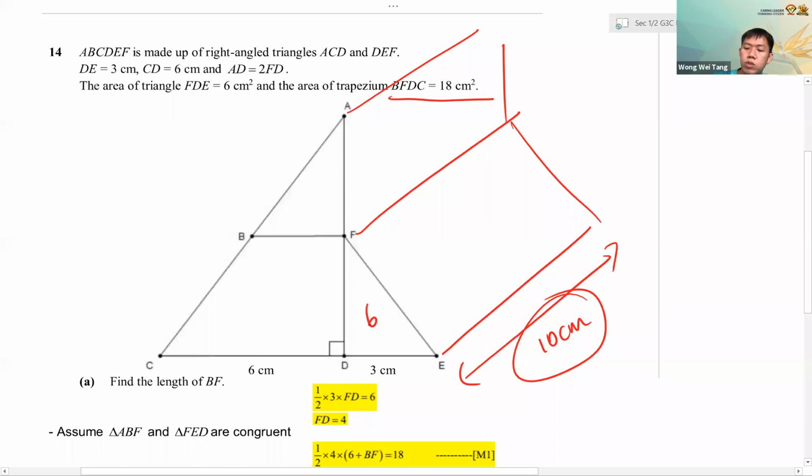We are already given this to be 6. This is given to be 18. What's left is this triangle. In order to find that area, you need to recognize that these two triangles are similar.